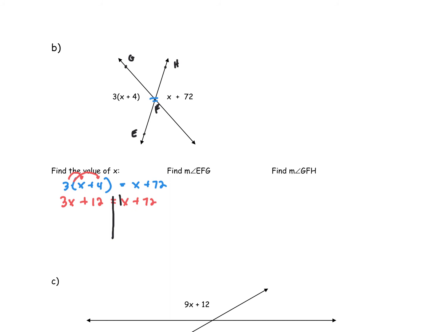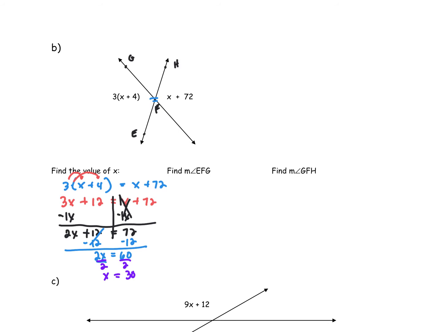Again, we need to eliminate the weakest group of variables on one side of the equation, so I'm going to choose to eliminate 1x on both sides. So we no longer have 1x, we have 2x plus 12 equals 72 left over. Now I'm going to eliminate the constant on the left side, that 12. And now we have 2x equals 60. And we're going to divide by 2. And the answer is x equals 30.